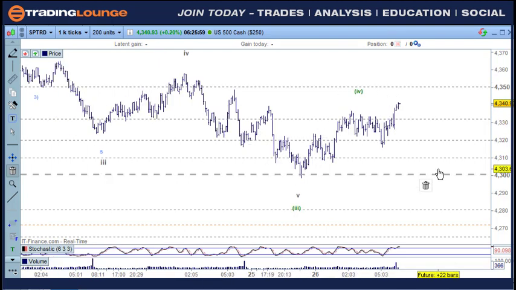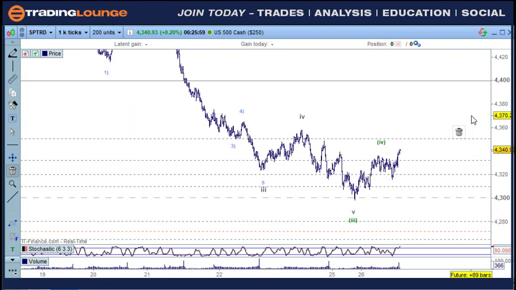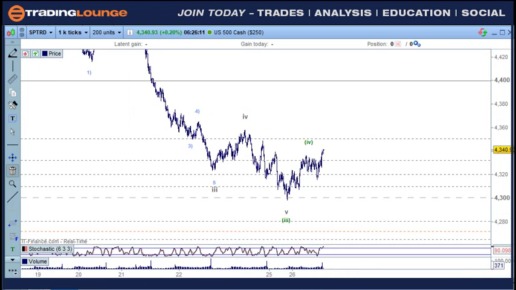Okay, so we know that the wave four of one lesser degree is, and this one over here as well, but I'll just take this one. And we know that 38.2% is up here, up yonder here, so we can put that up there.